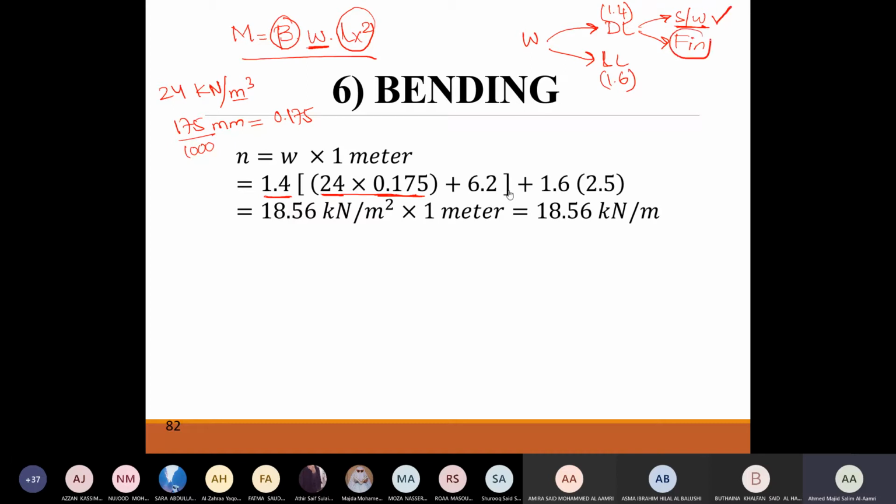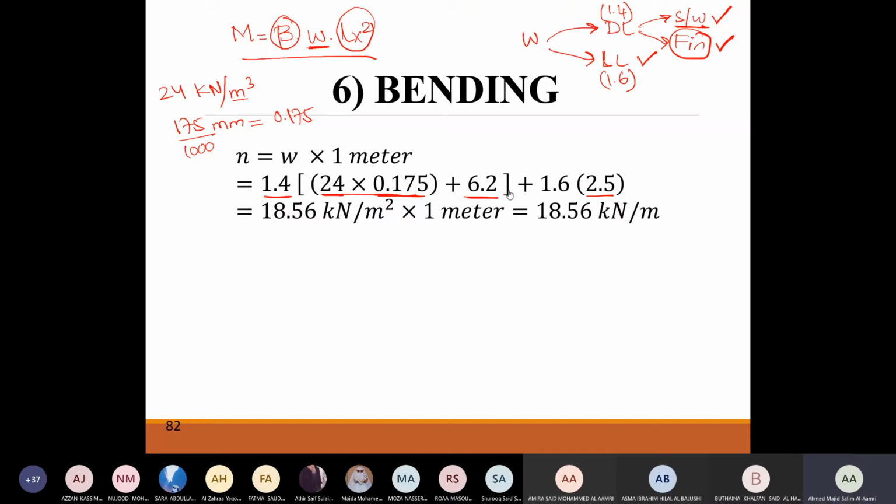The second one is the finish for the dead load. The dead load has been given by the question to be 6.2. The live load has been given by the problem to be 2.5. I just read them for you. Is it clear? Is it clear whatever I have done? We have done it in the last class as well. So we calculated the value of W.